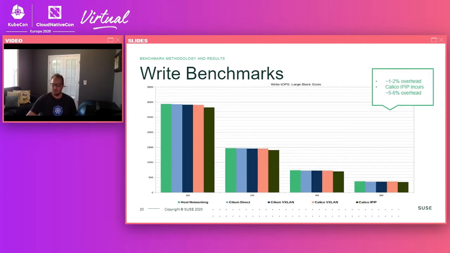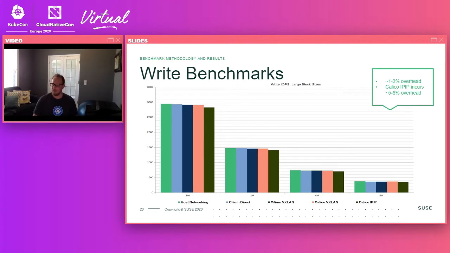And then when we look at those larger block sizes, the 1 meg to the 8 meg block sizes, this is where things got a little interesting, and we had to dig a little deeper into what was happening. We're only seeing a 1 to 2% overhead. Calico, with the IP and IP encapsulation, incurs a little bit more overhead. But these are surprising results. Why does the performance not differentiate itself on write? This is something that we had to dig into.